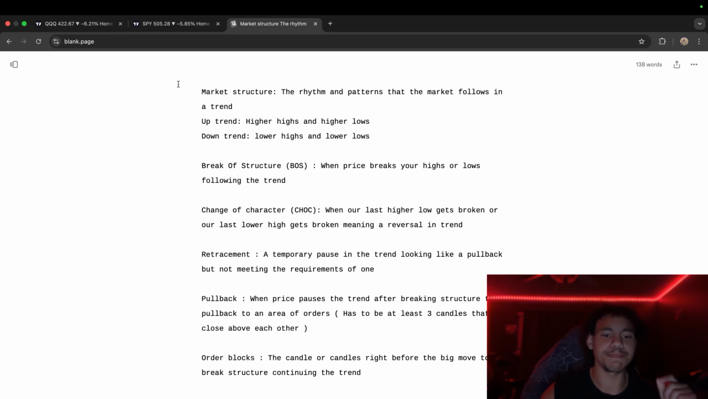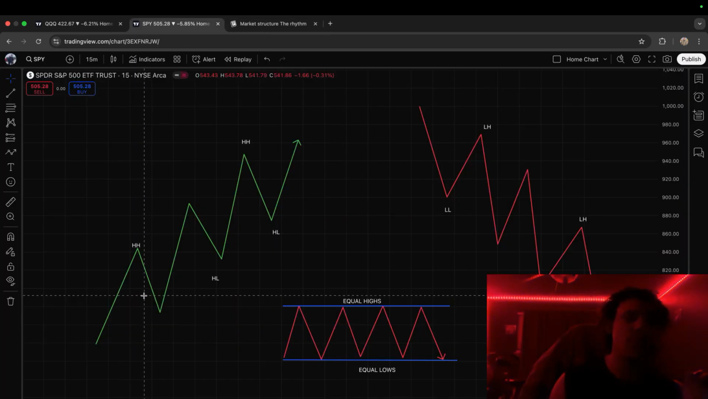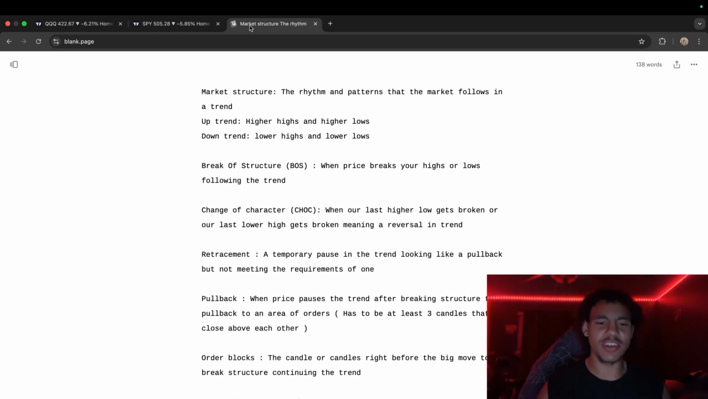Okay, what is a retracement? So a retracement, let's read this again. A retracement is a temporary pause in the trend, looking like a pullback, but not meeting the requirements of one. Okay, and a pullback is when price pauses the trend after breaking structure to pull back to an area of orders.